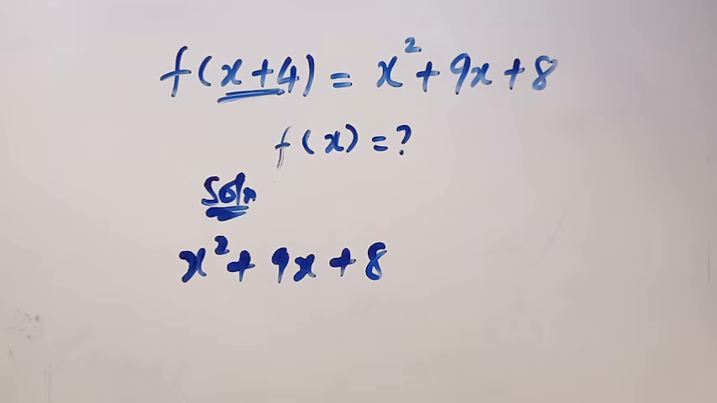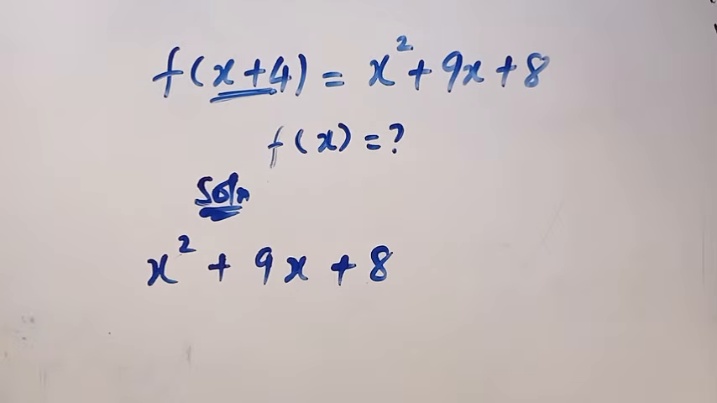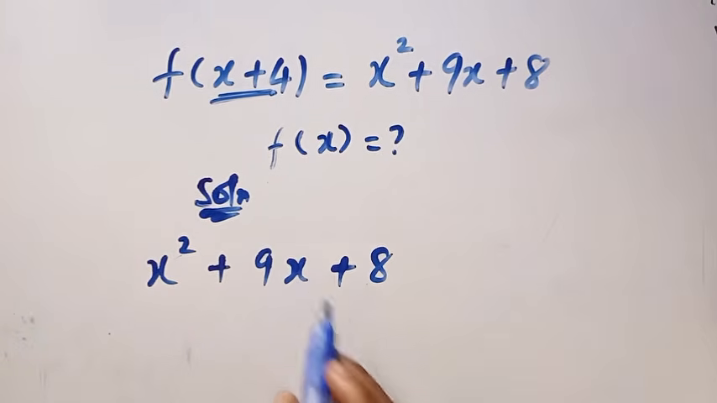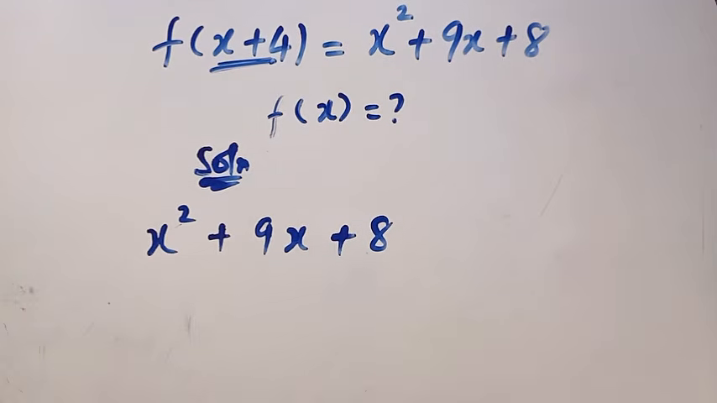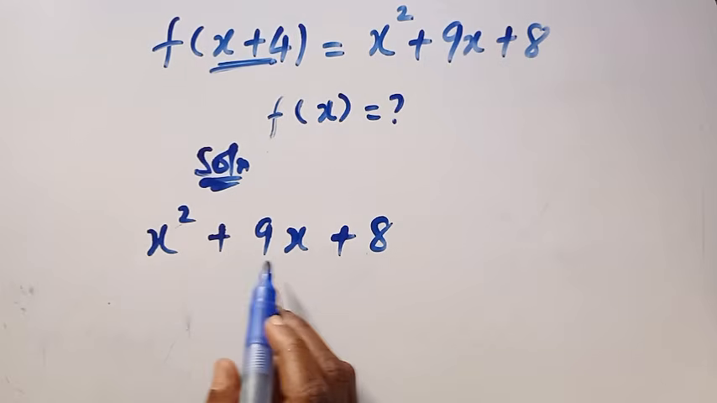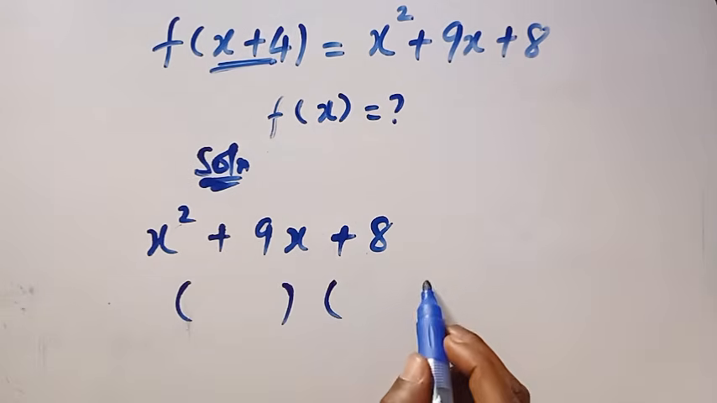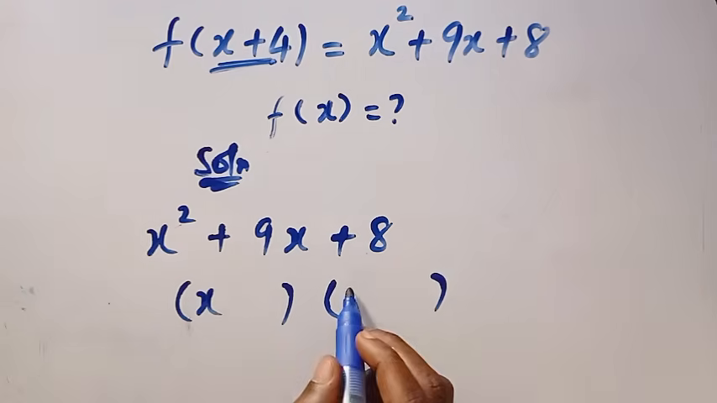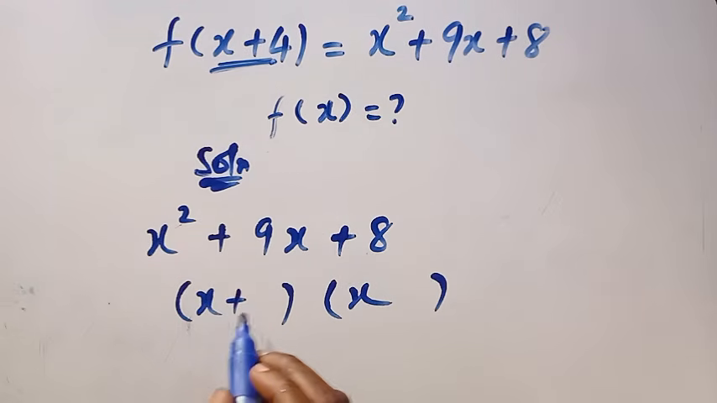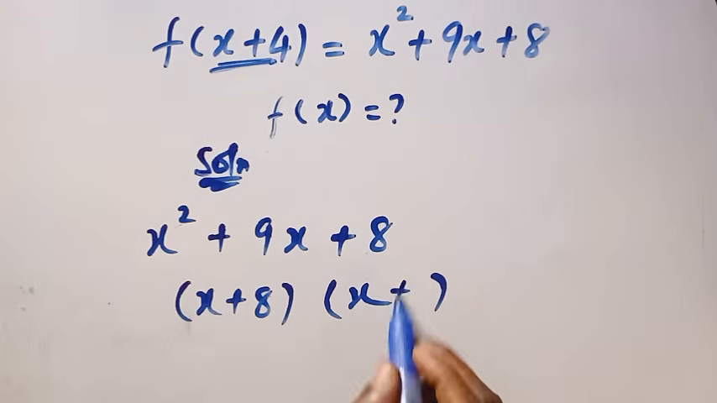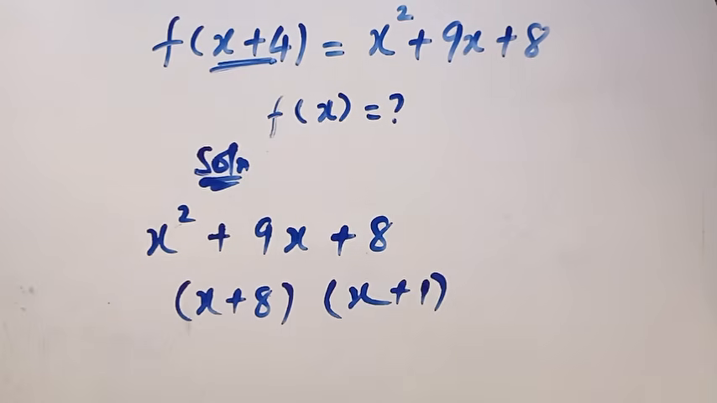Then, with what we have here, we can just simply factorize this. We have x squared plus 9x plus 8. I want to factorize this. It's very simple. Looking for two numbers whose addition is 9 and multiplication is 8. This is x, this is x. If I have this as plus 8, I will have this as plus 1. Just as simple as that.